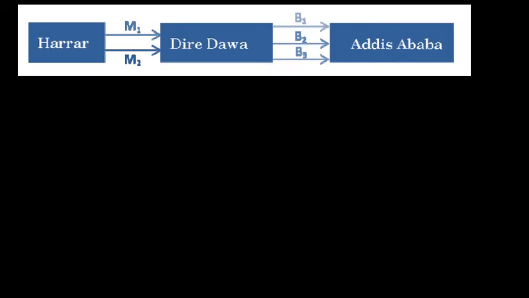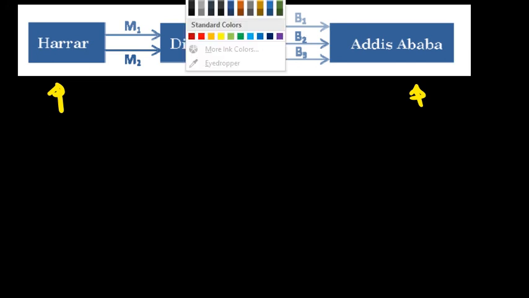Okay, so this is going to be the rough sketch. How does it look? She is in Harar. Her final destination is Addis. From Harar to Redwa, there are 2 possible ways of transportation: minibus 1 and minibus 2. Again, from Redwa to Addis Ababa, there are 3 possibilities. So, in how many ways can she go to Addis?